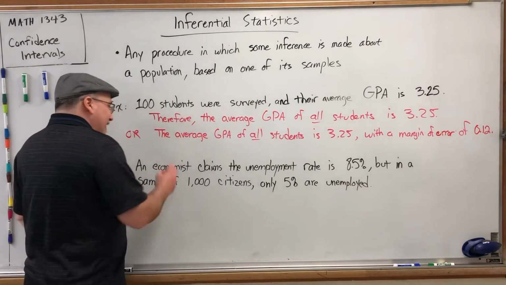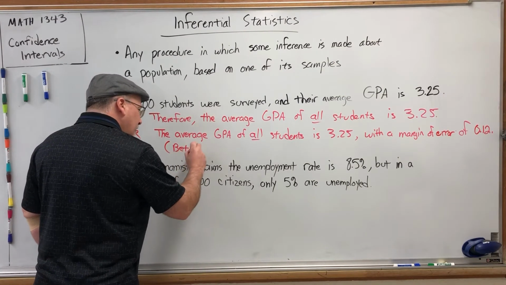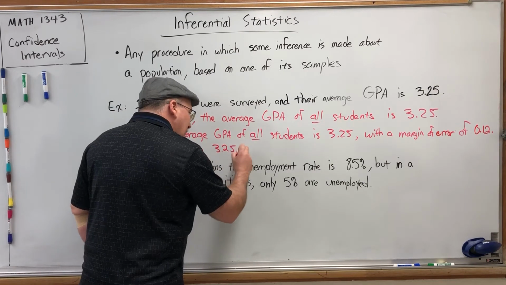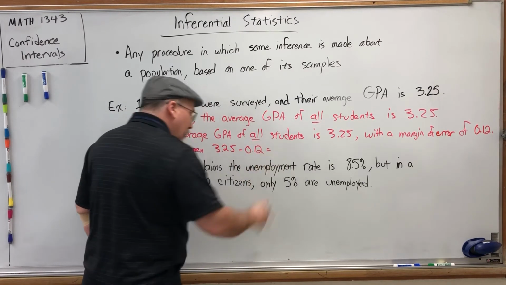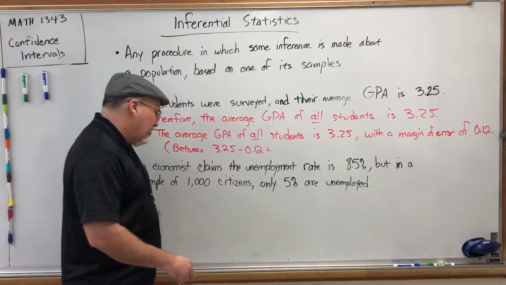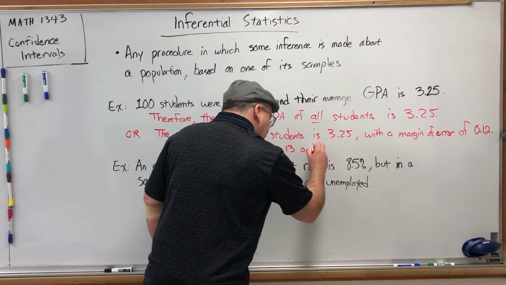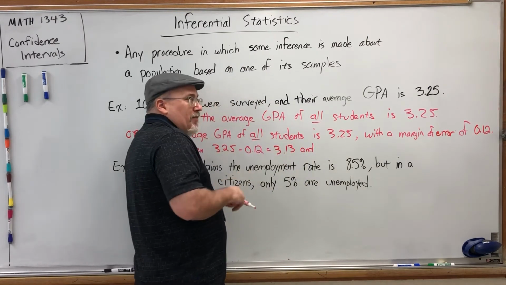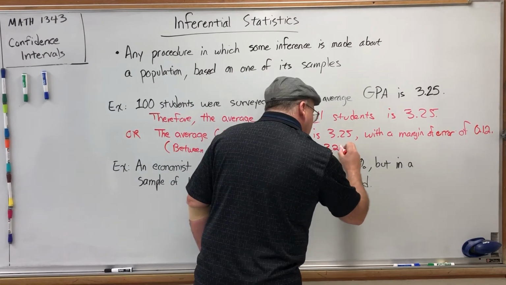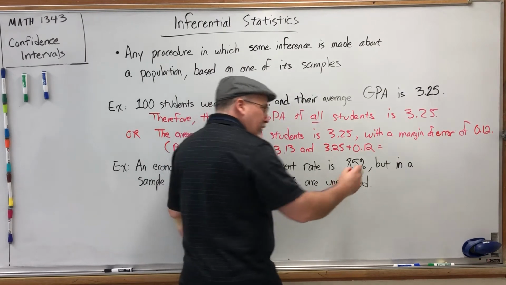So we could say that we claim that the average GPA is between 3.25 minus the margin of error. In other words, maybe we're off by that much on the lower side, which is 3.13. And maybe we're off by the margin of error on the greater side of 3.25. So if we add, we get 3.37.